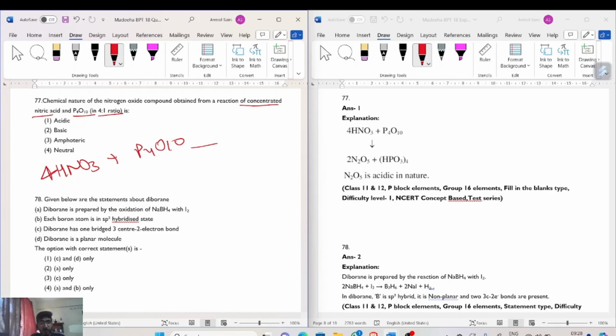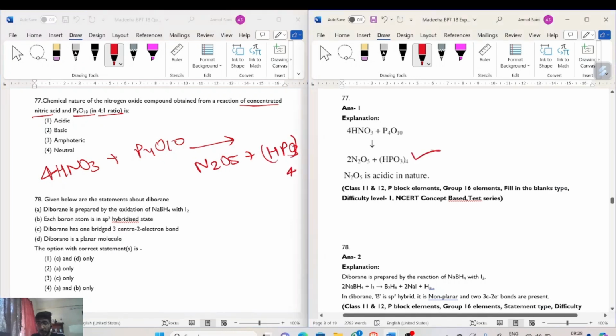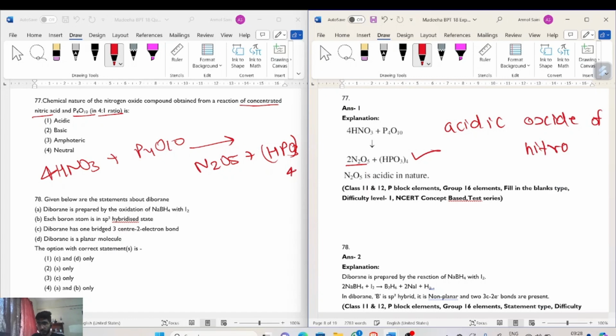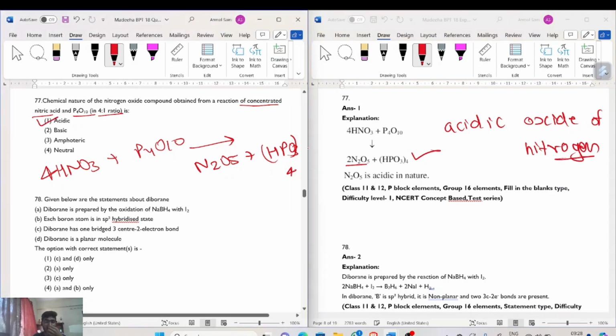Now when we react this, N2O5 and HPO3 whole 4 will form. So this will be our product, and we know that N2O5 is an acidic oxide, an acidic oxide of nitrogen. So our correct answer will be option number 1, that is acidic.